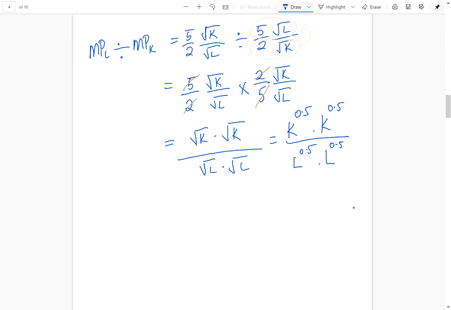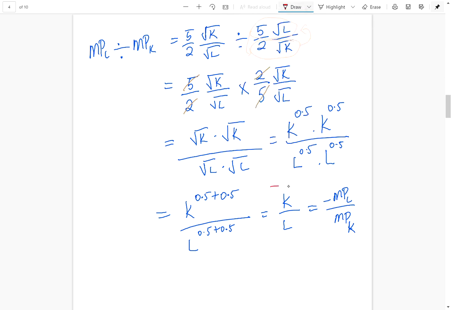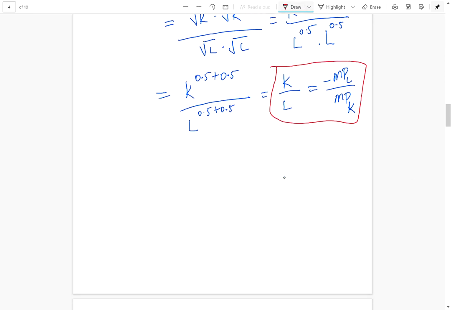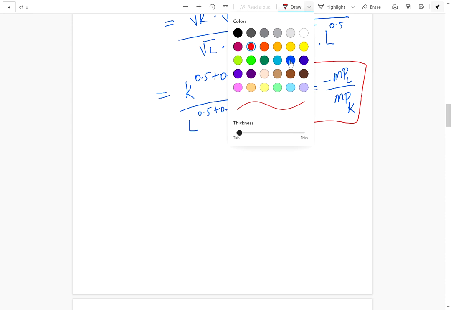So at this point, we're still on the slope of isoquant. Next, since we have the same base, and we're multiplying, we're going to sum the powers. So this would be K to the power of 0.5 plus 0.5 over L to the power of 0.5 plus 0.5. This is going to be equal to K to the power of 1 over L to the power of 1. This is our negative MPL over MPK. Right? This is one portion of that condition.